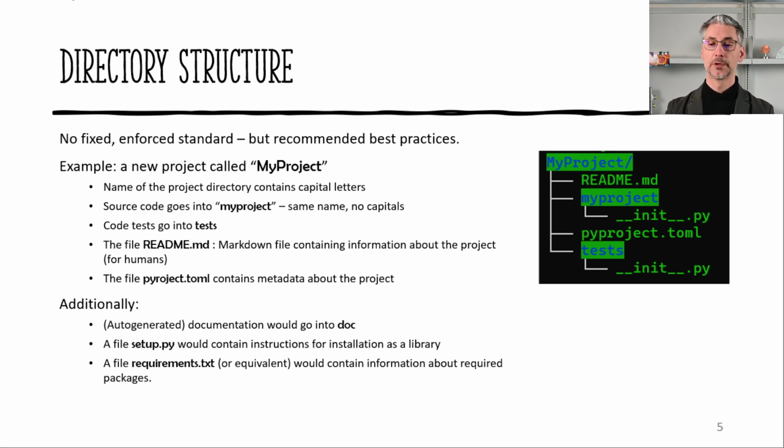The tests for your code go into a directory tests, and then usually there's a README file, either in Markdown or in other formats, that contains information that is accessible to us humans. And there's typically a file called pyproject.toml that contains metadata about the project. Additionally, when we have auto-generated or manually generated documentation, that will go into doc, and a file called setup.py if we were to release our own software library, and a file called requirements.txt or equivalent for other package management systems will contain information on what we depend on.